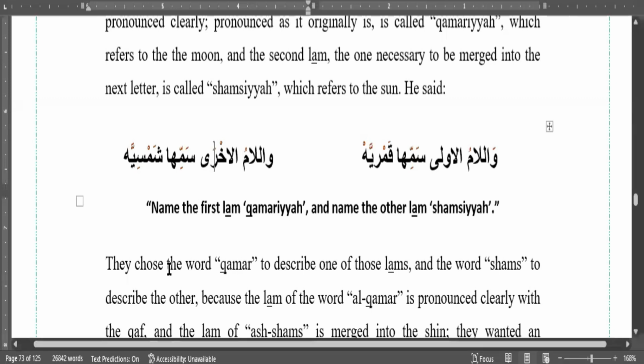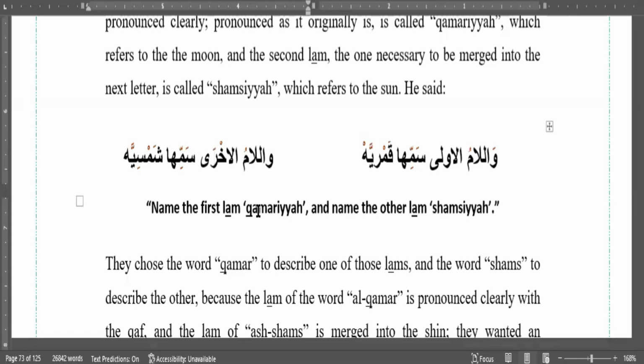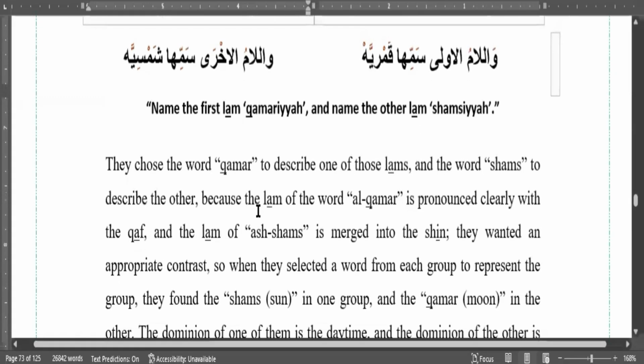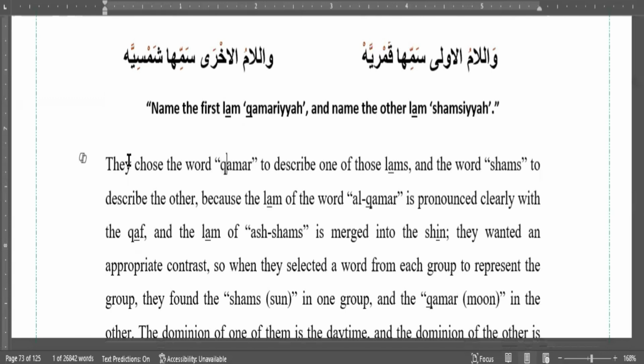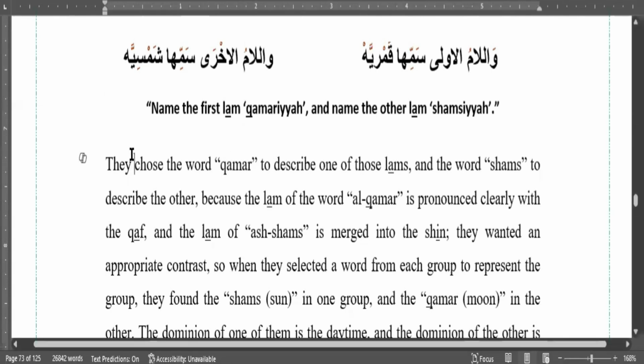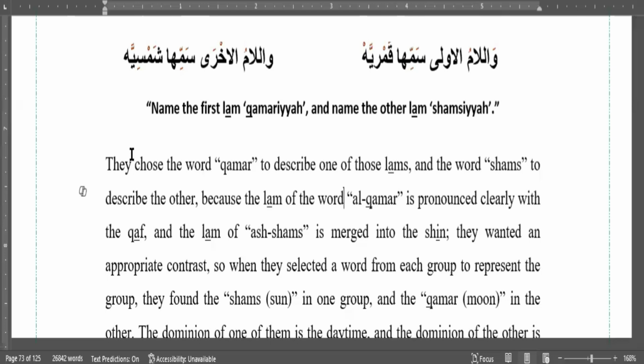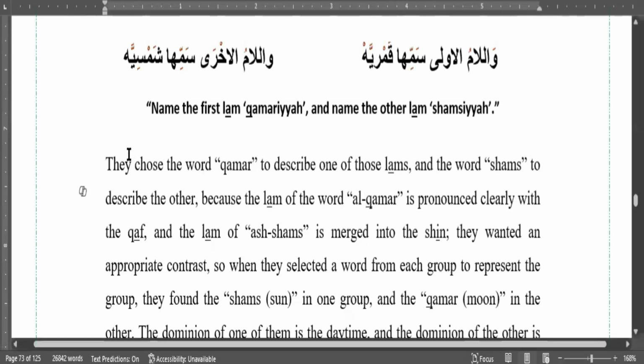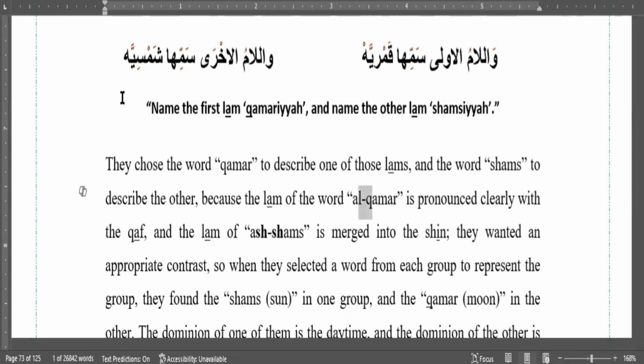So he says, name the first lam Qamariyah, but he said Qamriyah to keep the meter. And name the other lam Shamsiyah. They chose the word Qamar to describe one of those lams, and the word Shams to describe the other, because the lam of the word Al-Qamar is pronounced clearly with the qaf, and the lam of Ash-Shams is merged into the sheen. Okay.